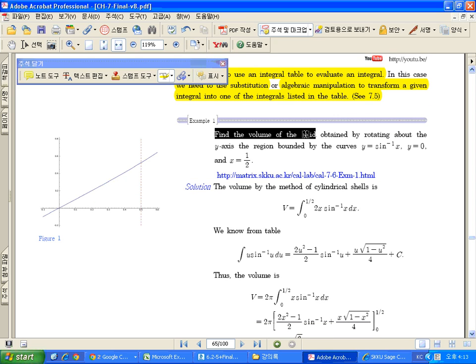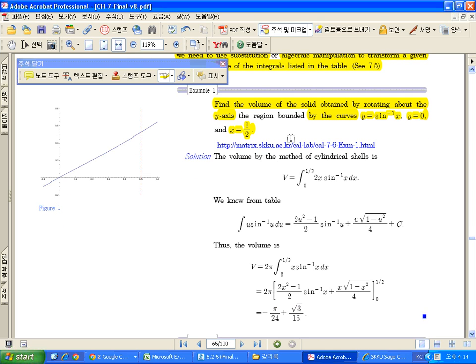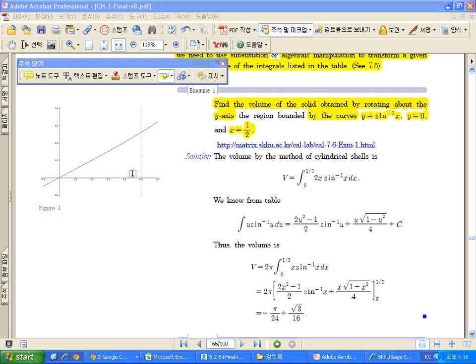Example 1. Find the volume of a solid obtained by rotating about the y-axis the region bounded by the curves y equals arc sine x, y equals 0, and x equals 1/2. So we rotate this region this way. The method of cylindrical shells can be used to get the volume like this.